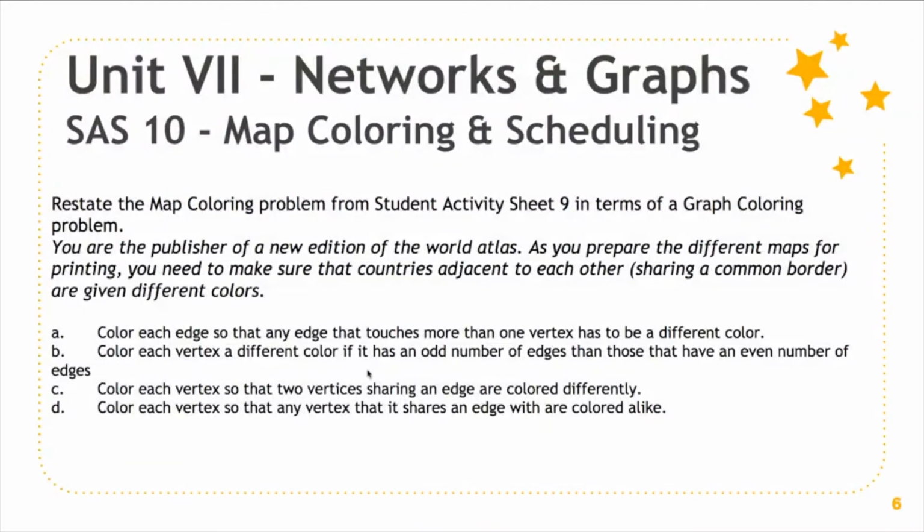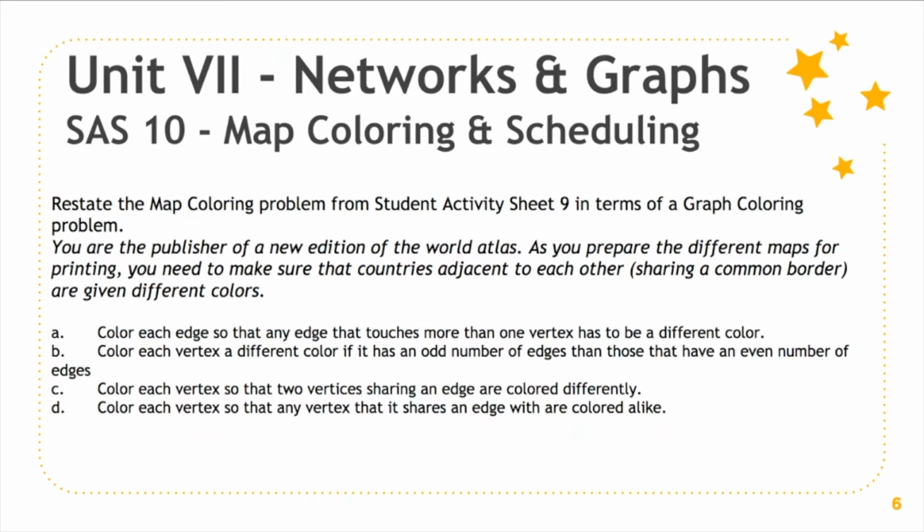All right, let's restate the map coloring problem for student activity sheet 9 in the terms of graph coloring. You are now the publisher of a new edition of the World Atlas. As you prepare the different maps for printing, you need to make sure that the countries adjacent to each other, those that share a common border, are given different colors. So is it A, color each edge so that any edge that touches more than one vertex has to be a different color?